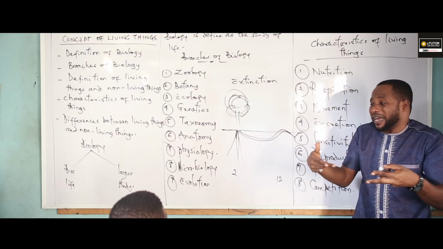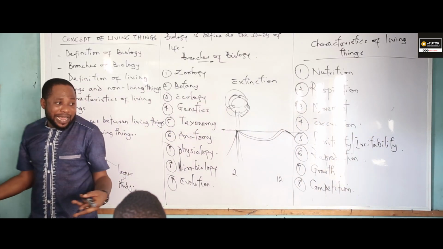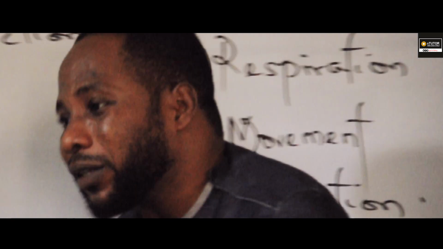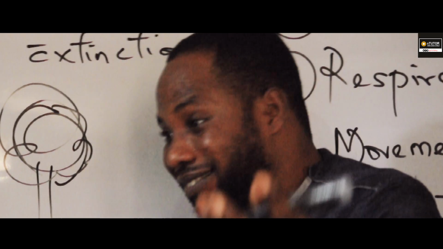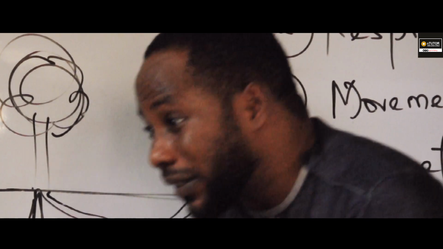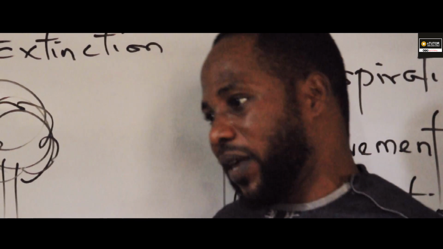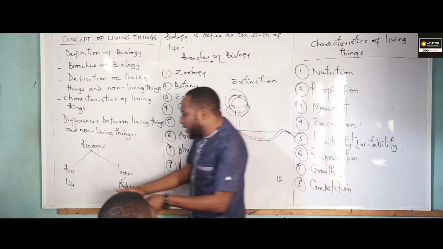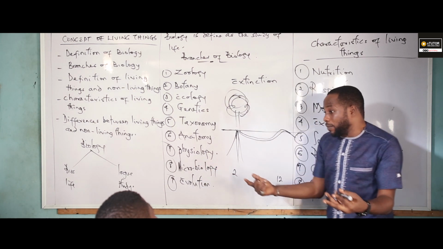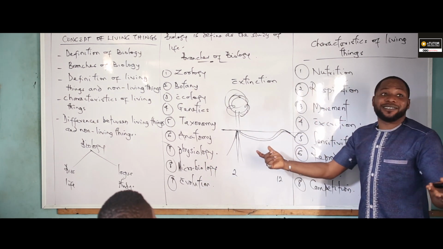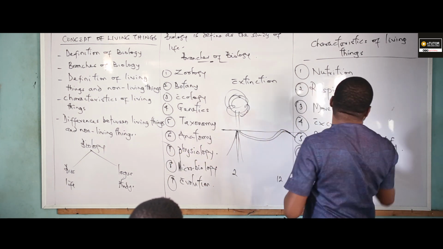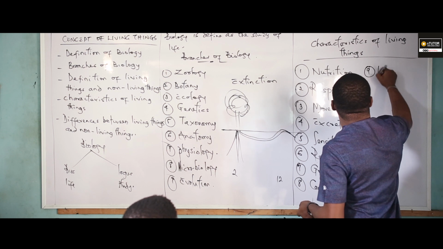For instance, elephant grass competing for water from the soil. Elephant grasses have the same species. If they are competing for water in the soil, that one is intra-specific. But if elephant grass is competing with, give me another example, carpet grass, you understand that? That is inter-specific.